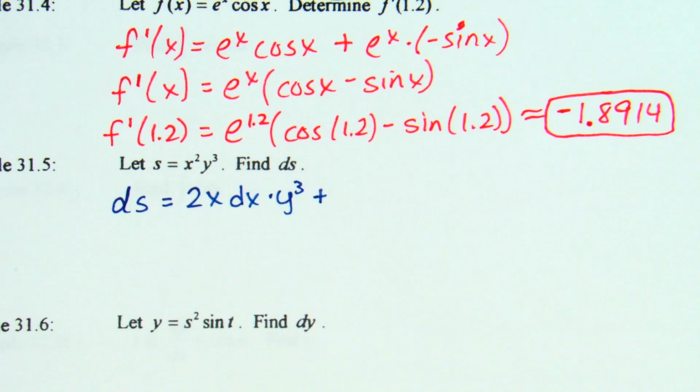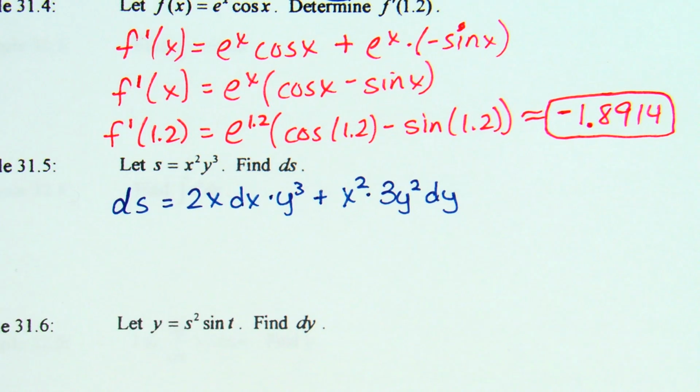So now we're going to keep the x squared, derivative of y cubed. 3y squared, what variable did we take the derivative of? Y, so we're going to say dy. Now, the only thing we can do with this is clean it up because they asked us to find ds.